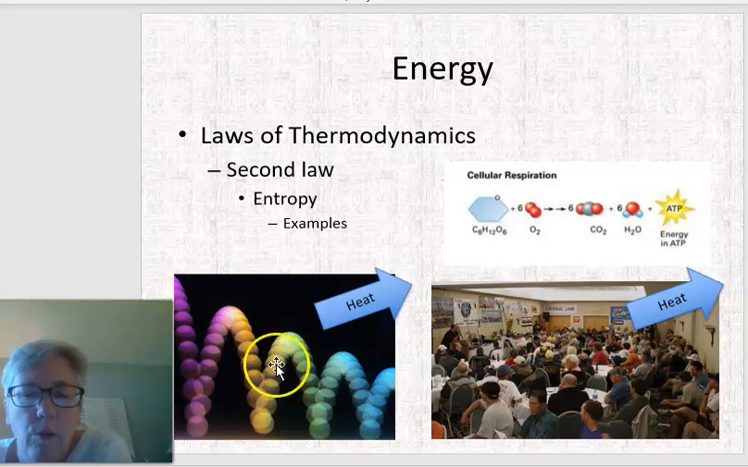Okay, so here's these bouncing balls again. Every time they bounce, they lose a little bit of energy as heat, and this loss of heat contributes to the disorder of the universe.